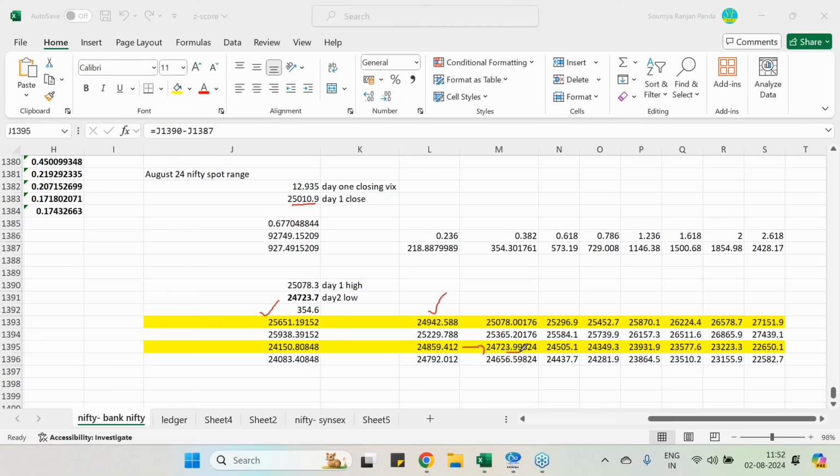So then what is going to happen? Once it closes below 24,859, it is in the downtrend. So I can sell the Nifty, and I can have a call option hedge with that. I will be expecting the Nifty to go to 24,500, 24,349, even 24,150. So this is how we can utilize this.